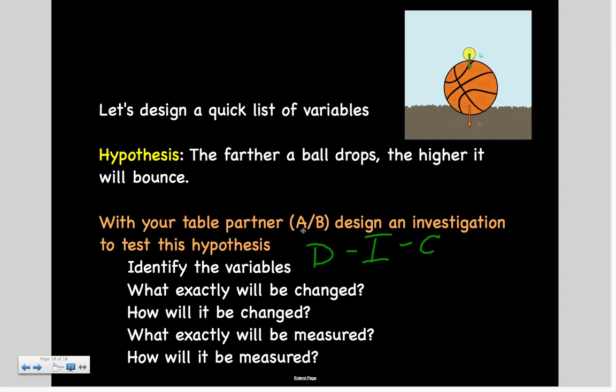You must list the variables. That is the dependent, the independent, and the control variables. You need to look at what exactly will be changed. What are you testing? How will it be changed? And then how exactly will you measure? And how will it be measured? So are you going to have the same person measuring your height? Are you going to use the same meter stick? So just make sure that you keep all of these things very, very clear.